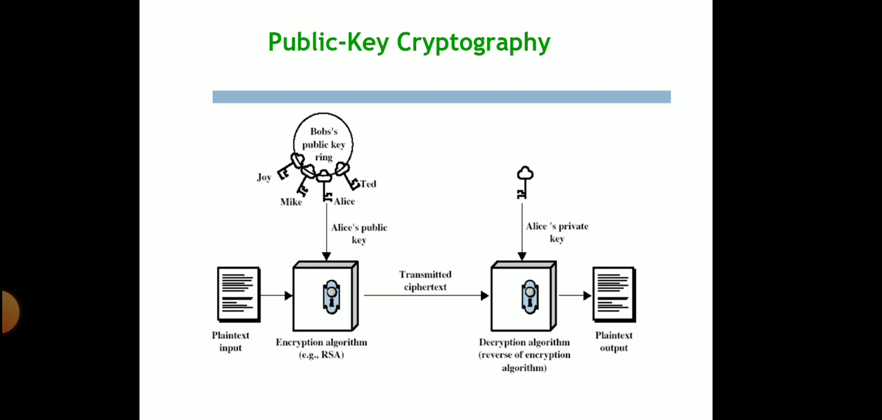This Alice public key is also known by Bob. Bob is also her friend. So we are going to transmit the ciphertext.